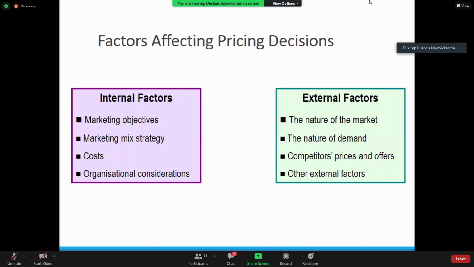This is just a simple description, as we said before, of the factors affecting the pricing decision. Because you have already covered your macro analysis and analysis part, these factors are easy to understand. Theoretically speaking, we need to talk about certain factors which are generated within the organization, and there are certain external factors also influencing pricing decisions.